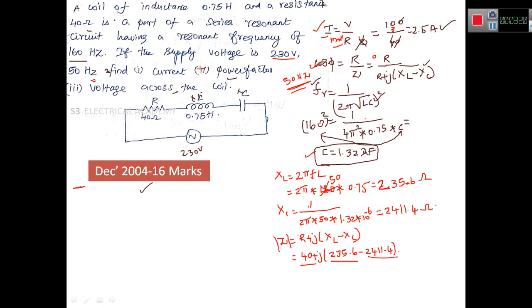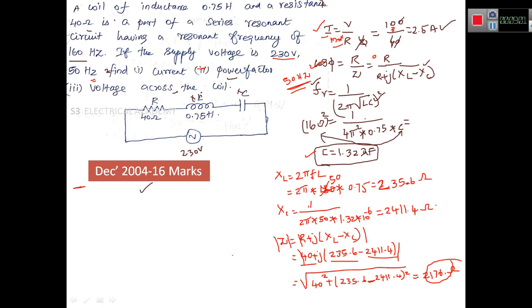Modulus of Z is equal to the modulus of the right side value, which is equal to the root of the real part square plus 235.6 minus 2411, the difference between these two, square. So this value will be equal to 2176 ohm. So that is nothing but the impedance value.